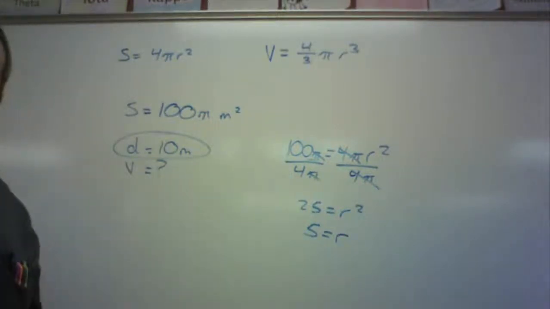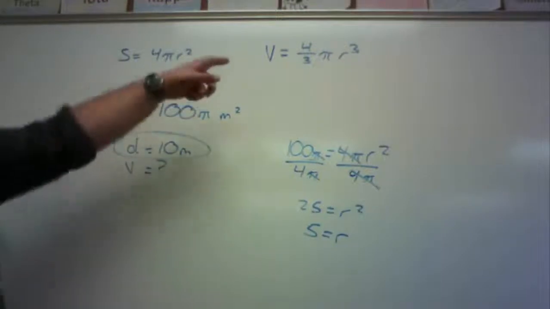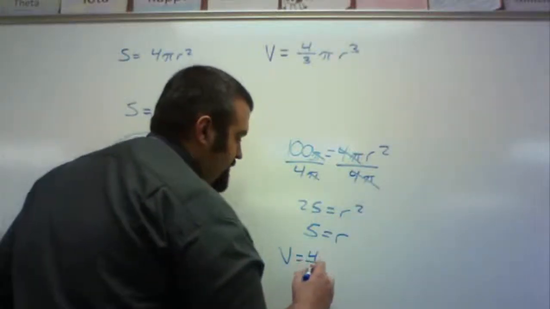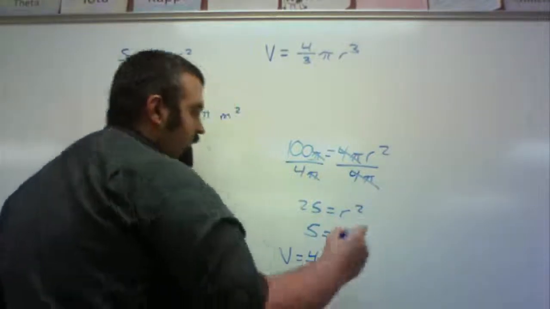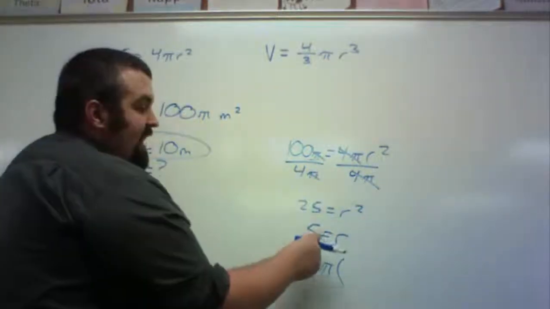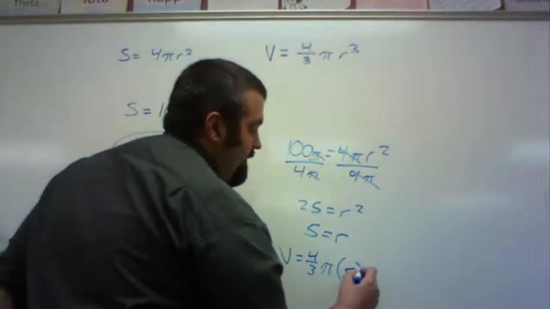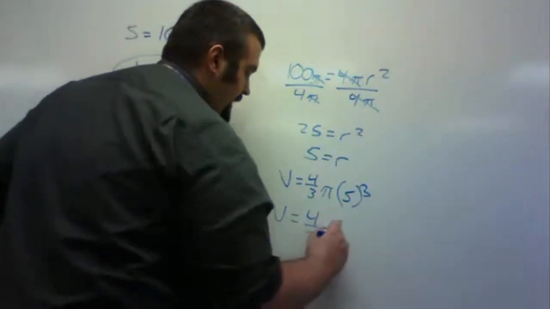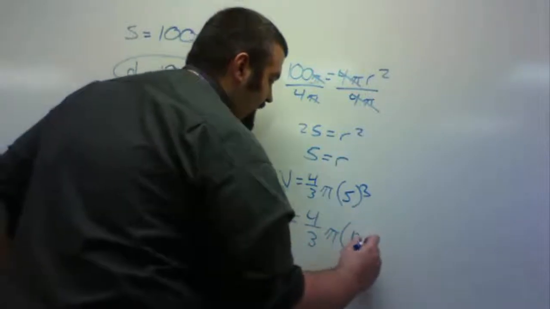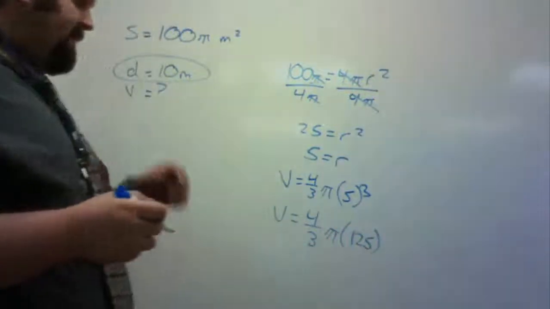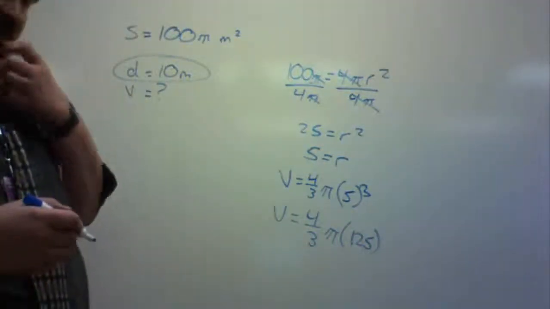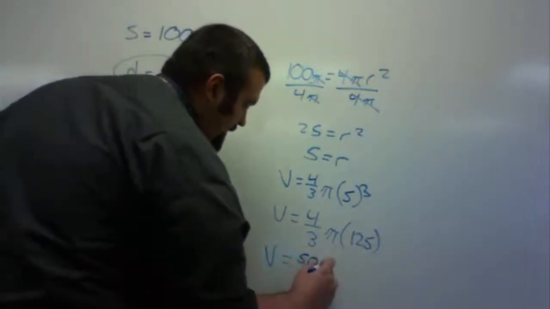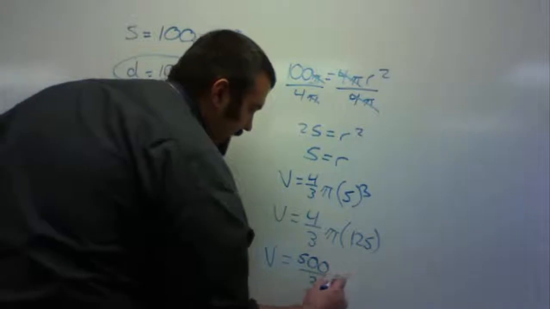Oh, they also want me to find the volume. So the volume is that equation. Volume equals 4/3 pi r cubed. And I just found r, it's 5. So 5 cubed. 4/3 pi times 125. Again, what I'm going to do is multiply and simplify a little bit here. I'm going to get the volume to be 500 thirds pi.